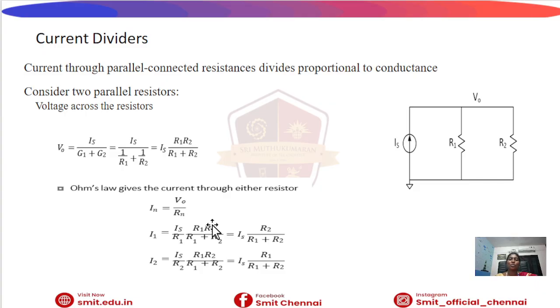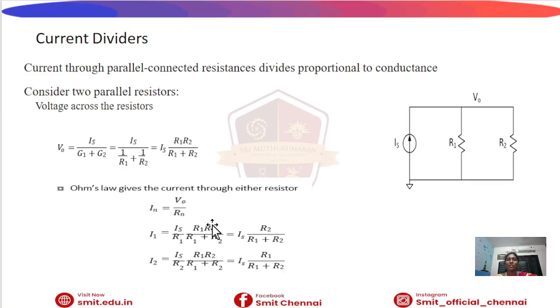The current divider rule is always possible for parallel circuits only, because current divides only in parallel circuits. In a series circuit, only the voltage divides. The current will not divide. But in a parallel circuit, the current divides. The voltage does not divide. So the current divider rule is suitable for parallel circuits only.